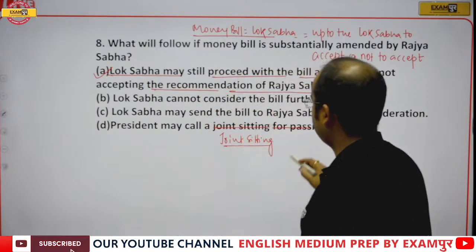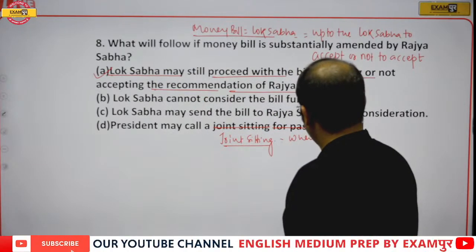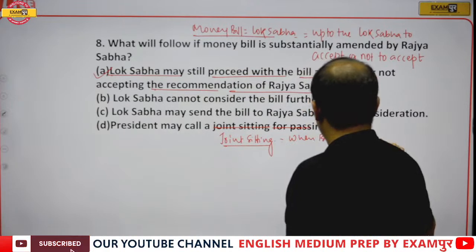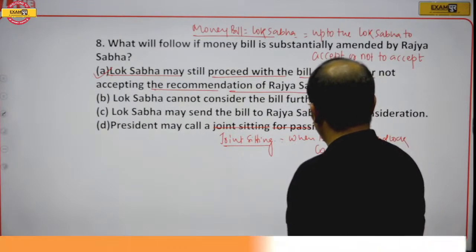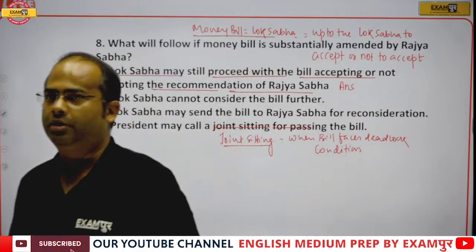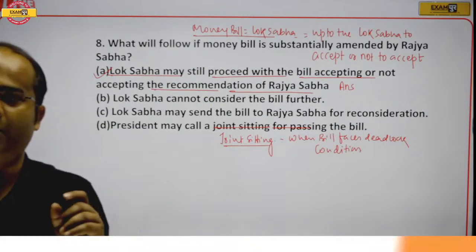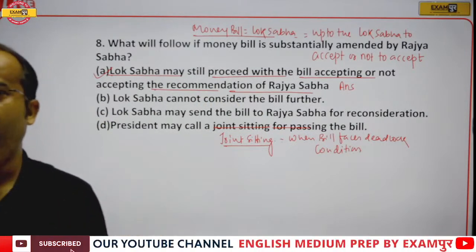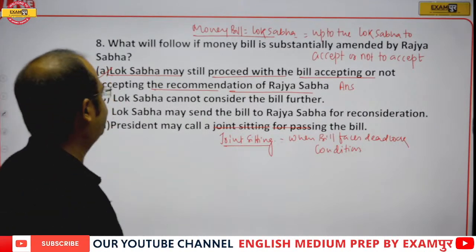It is always called when a bill faces a deadlock condition. When a bill faces a deadlock condition, then only the joint sitting is called. So if the bill is not passed by Rajya Sabha, guys, there is complete discretion of Lok Sabha over a money bill.